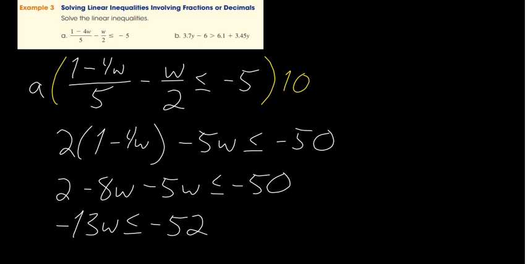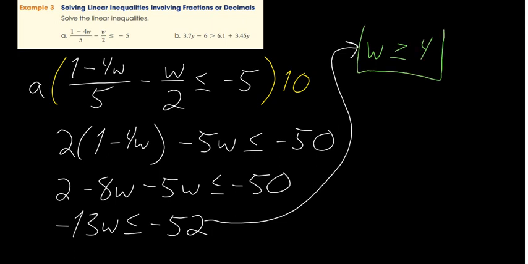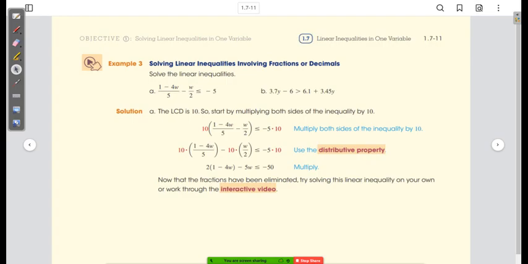Okay, and let's continue this up here. It looks like it just wants us to solve this. There's no graphing or anything like that, so we can just honestly end here, right? If we divide both sides by a negative number, negative 13, we're going to end up with w greater than or equal to 4. Okay, so w is greater than or equal to 4. Again, since we divided by a negative 13, a negative number, we flipped this sign. 13, 26, yeah, 4.